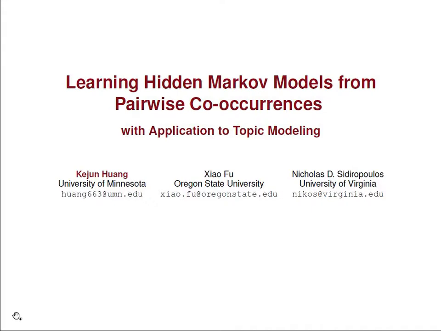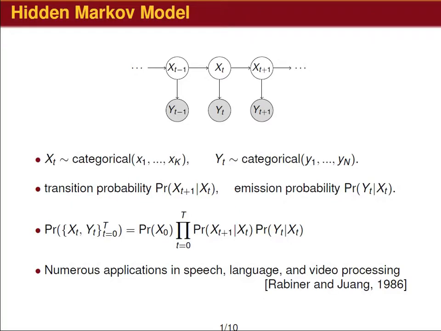So this paper is about learning hidden Markov models from pairwise co-occurrences with application to topic modeling. The hidden Markov model is a very well-known model in machine learning. Basically, we look at two sets of random processes. The xt's are categorical variables taking capital K number of possibilities, and they form a Markov chain characterized by this transition probability.